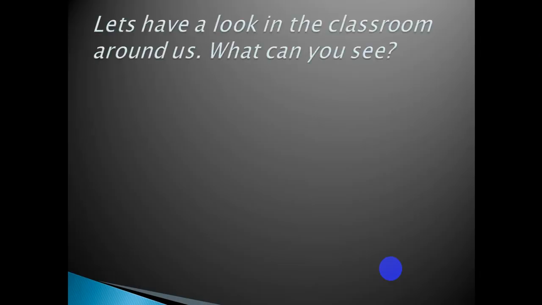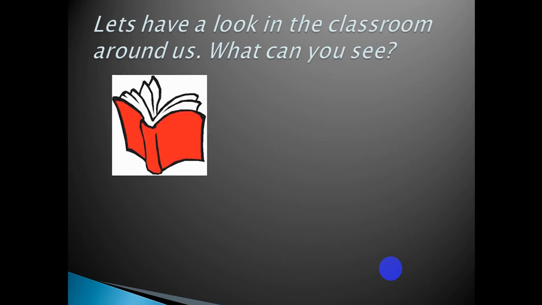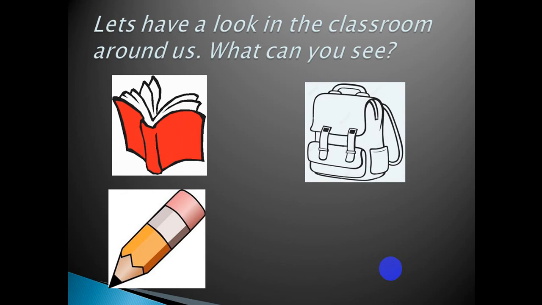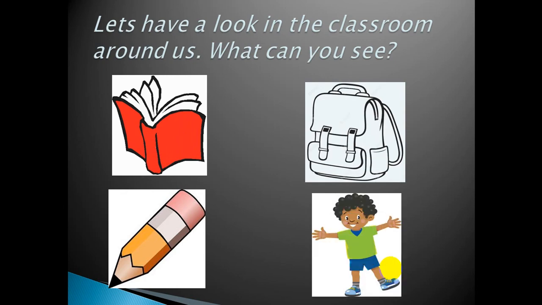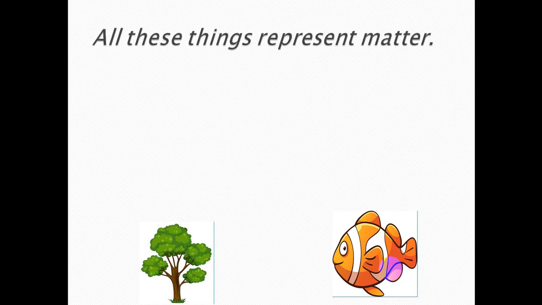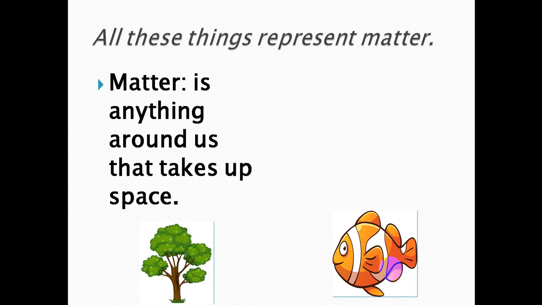Let's get started. If you are inside your classroom and you have a look, what can you see? Around yourself in your classroom you could see your book, pencil, bag, your friend, your teacher, window, door, yourself. You will see a lot of things. All these things represent matter. What is the meaning of the word matter? Matter is anything around us, but with one condition, that takes up space.